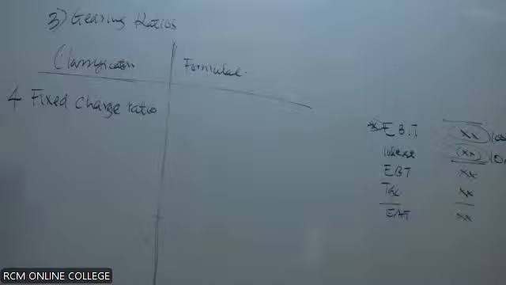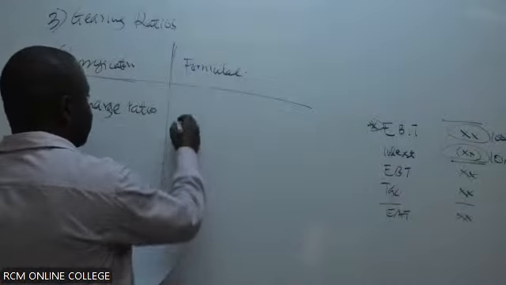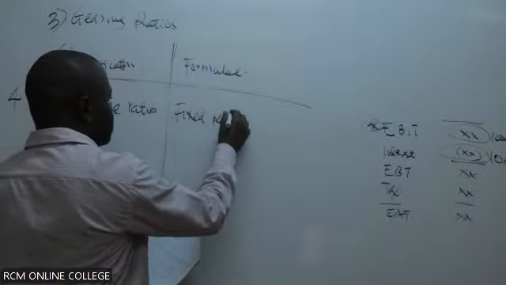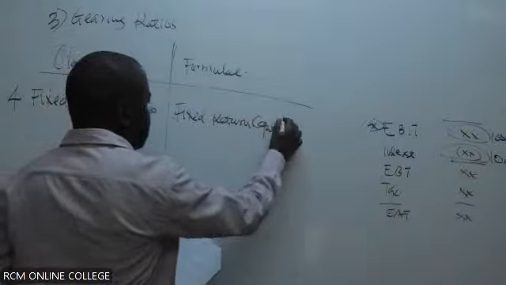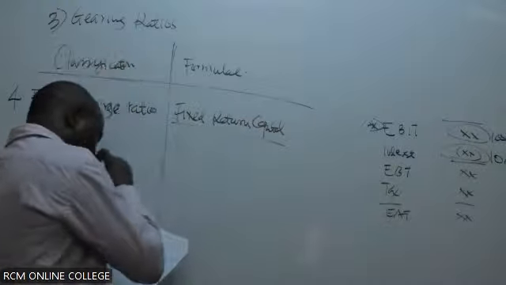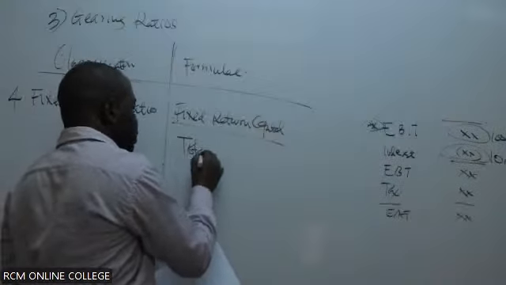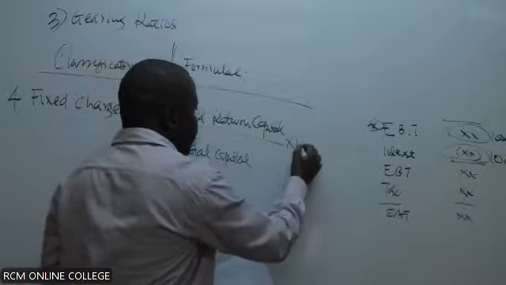So what is the formula? You take fixed return capital, you divide by total capital, then you multiply by 100%.